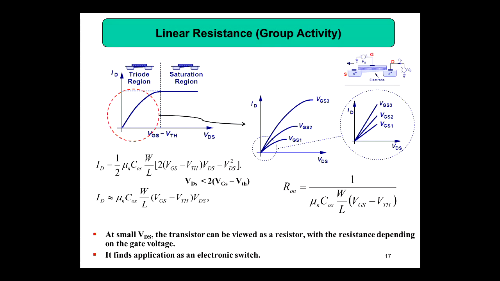The best way to understand this is using this equation: R on equals 1 by mu n COX W by L times (VGS minus VTH). VGS equal to 0 means your MOS transistor is kind of off. But as you increase VGS, when VGS is just equal to VTH, you can see the resistance is a big value. That's the reason you can use it as a switch. It finds application as an electronic switch because of this reason.